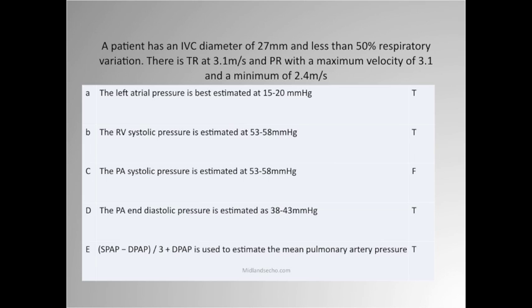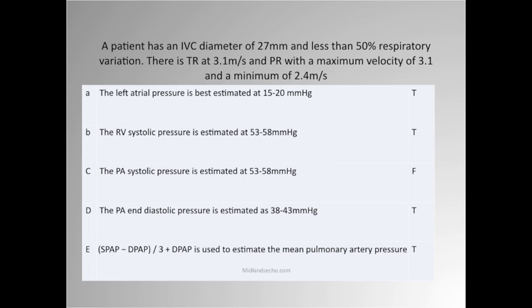The PA systolic pressure is estimated at 53 to 58 millimeters of mercury. That's incorrect, and the reason that's incorrect is because we don't know that there's not pulmonary valve stenosis. The question doesn't tell us that, because if there was, you'd lose pressure going through the pulmonary stenosis, and the pressure in the pulmonary artery would be lower. So that's wrong for that reason only. If it said the pulmonary valve was opening well, then that would be correct.